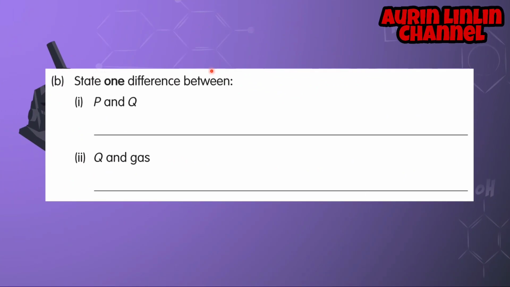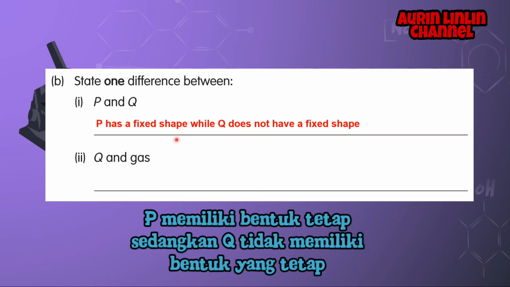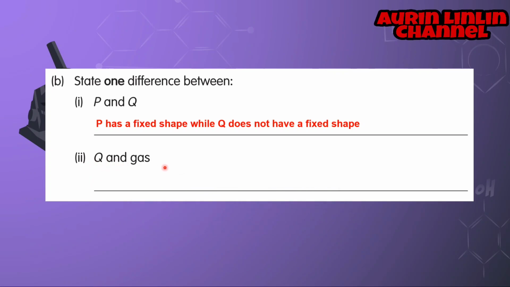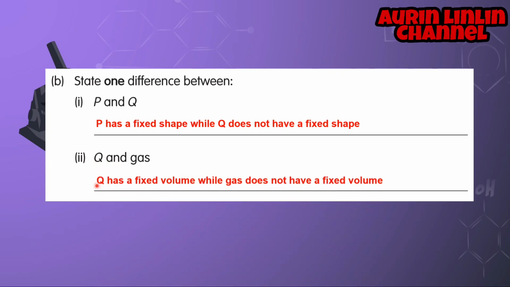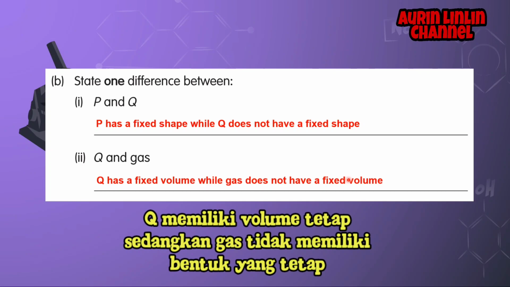State 1 difference between P and Q. And the answer is P has a fixed shape while Q does not have a fixed shape. Next, Q and gas. The answer is Q has a fixed volume while gas does not have a fixed volume.